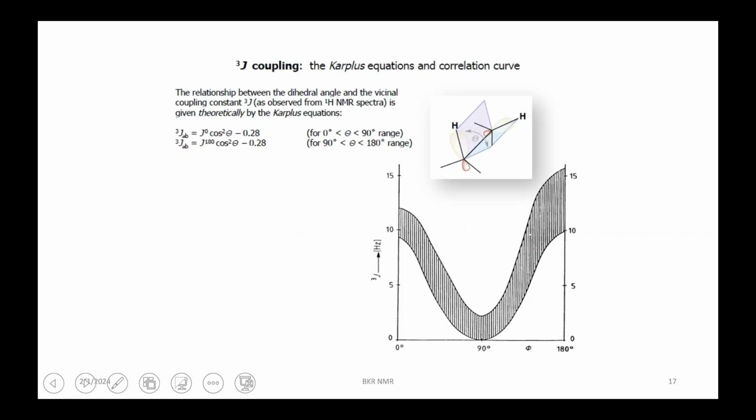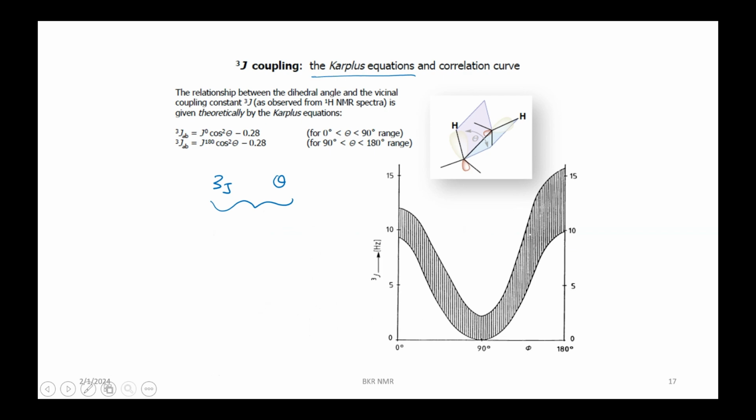In order to solve the confusion which arises, why the trans coupling is greater than cis coupling, we have to look into the Karplus equation. So Karplus has given mathematical equations and he has solved them to get the relationship between the 3J coupling and the dihedral angle theta. So Karplus gives a theoretical relationship between the 3J coupling constant and the dihedral angle.